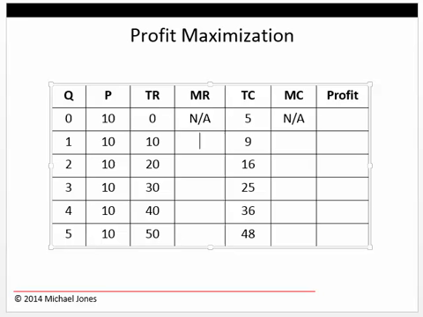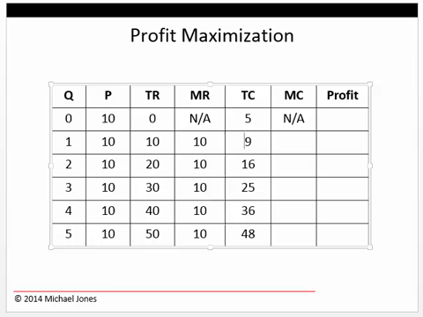Next, I want to calculate the marginal revenue column. If you'll recall, marginal revenue is the change in total revenue divided by the change in Q. So as I go from 0 units to 1 unit, I can see that my total revenue increases from $0 to $10, and so the change in total revenue is simply $10. And likewise, as I go from 1 to 2 units, my total revenue increases from $10 to $20, and so my marginal revenue is $10. And I continue on down to Q equal to 5, where I have the same marginal revenue of $10.